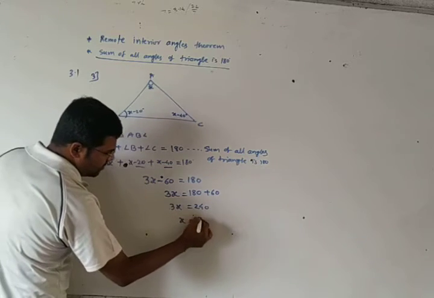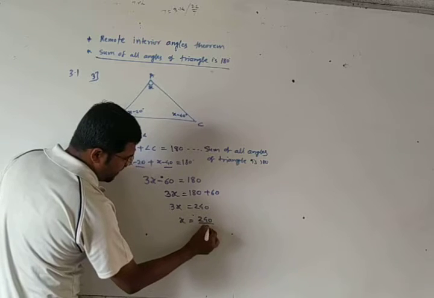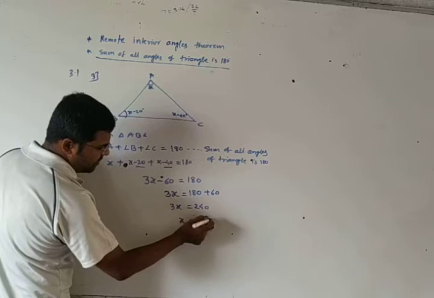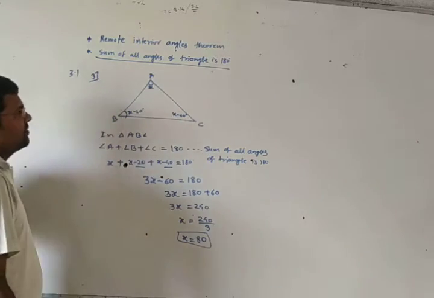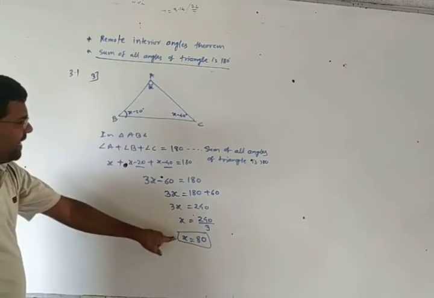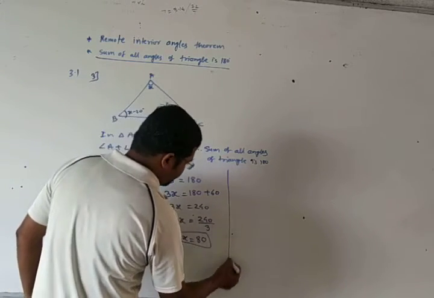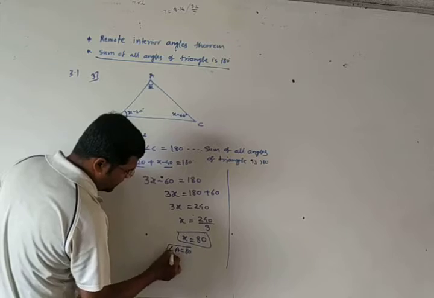So x is equal to 240 divided by 3. x is equal to, 3 8s are 24, 3 zeros are 0. So x is equal to 80. So therefore first angle is 80 degrees. Now another angle. Okay, I write here. This one is the angle A is equal to 80 degrees.